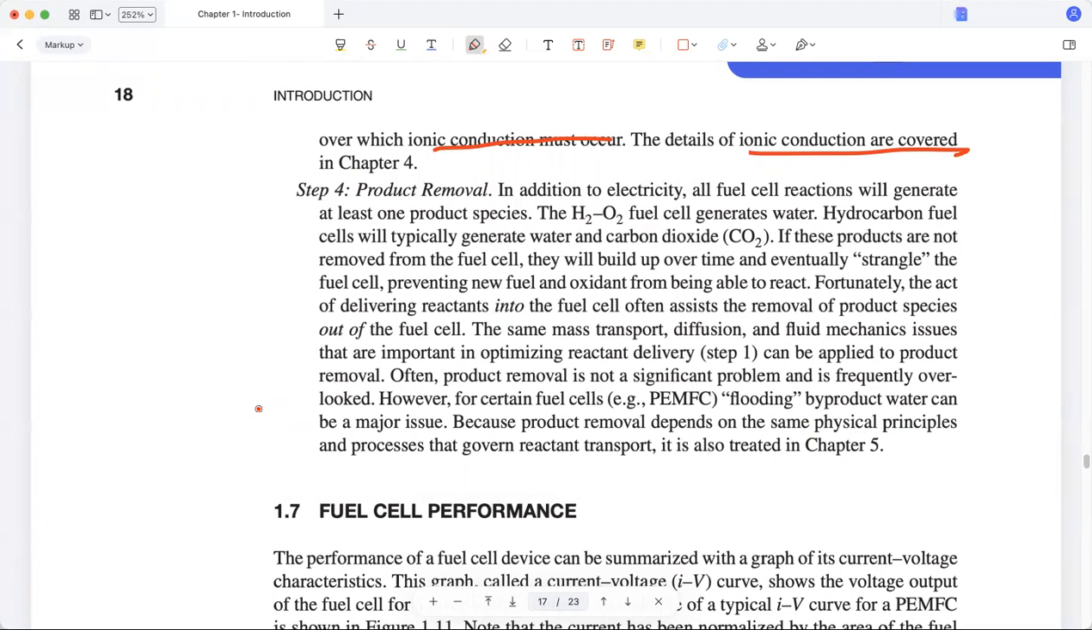Fortunately, the act of delivering reactant into the fuel cell often assists the removal of product species out of the fuel cell. The same mass transport, diffusion, and fluid mechanics issues that are important in optimizing reactant delivery can be applied to product removal. Often, product removal is not a significant problem and is frequently overlooked. However, for certain fuel cells, for example PEMFC, flooding by product water can be a major issue, because product removal depends on the same physical principles and processes that govern reactant transport. So this is a basic overview of how a fuel cell works.